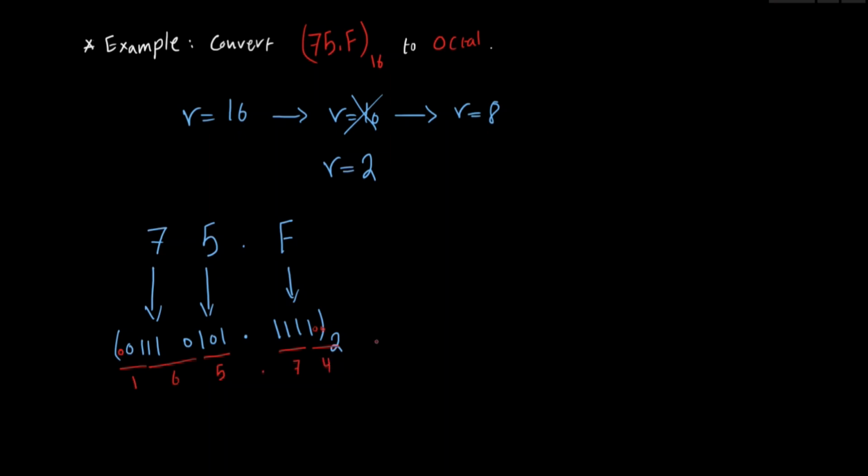So ladies and gentlemen, in short, 75.f in the hexadecimal system is equivalent to 165.74 in the octal system. If we use the decimal system as a mediator, it would have taken us much longer than this.